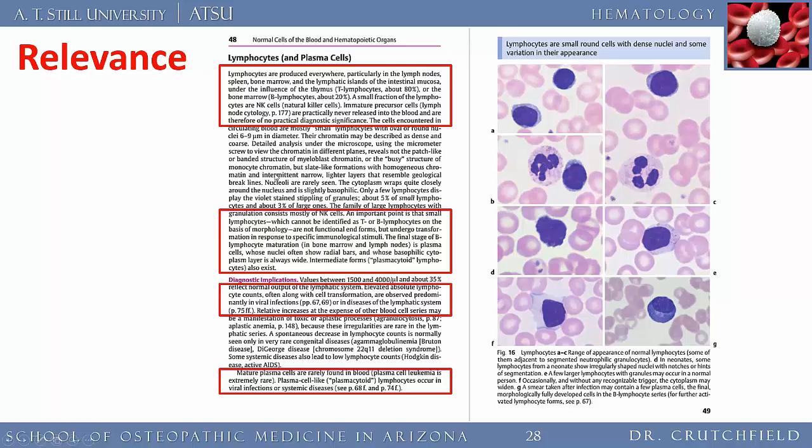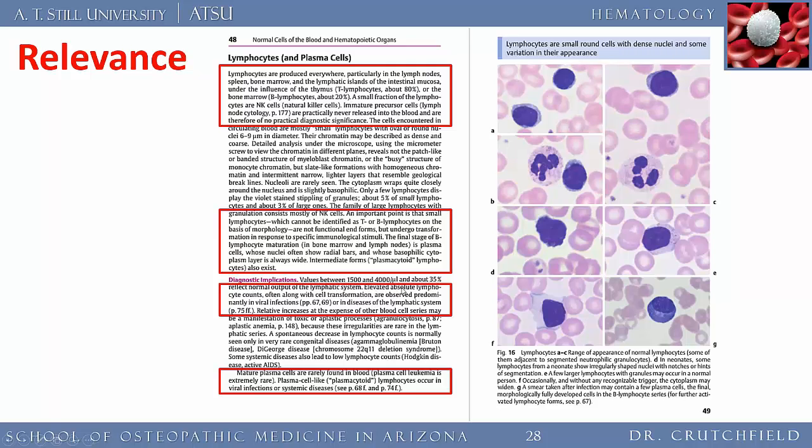So if we go down here, the important point is that small lymphocytes cannot be identified as a T or B lymphocyte on the basis of morphology. They have to be stained, but they undergo transformation in response to specific immunological stimuli. The final stage of B lymphocyte maturation is a plasma cell, whose basophilic cytoplasm is always wide. And so why do we care about all this?